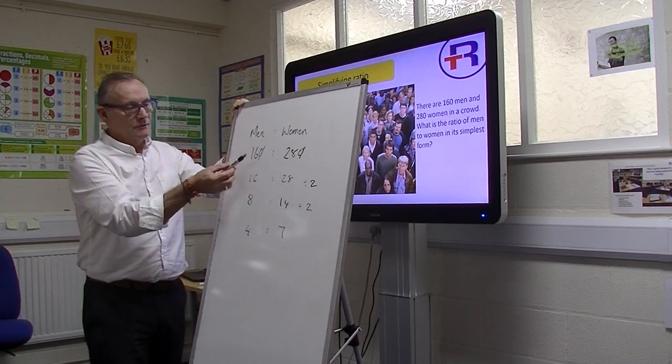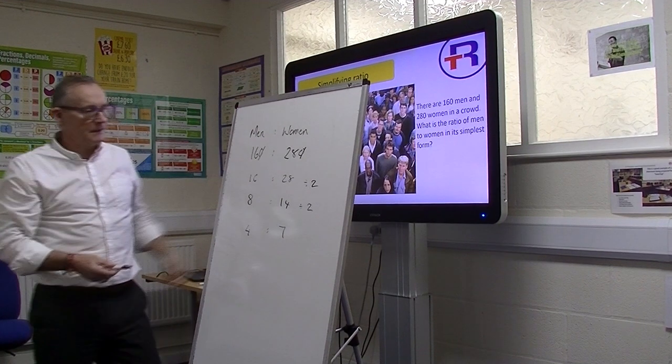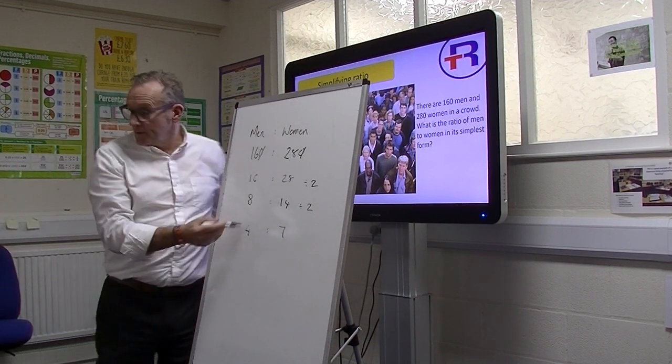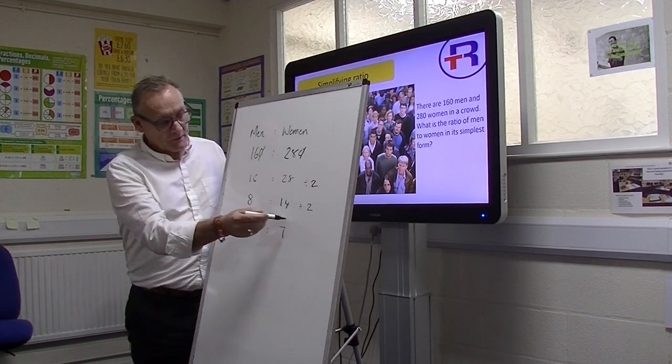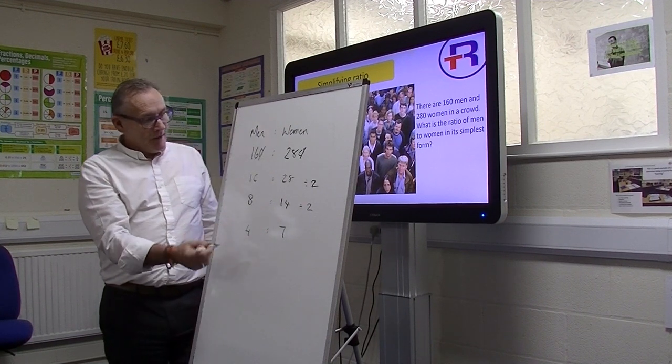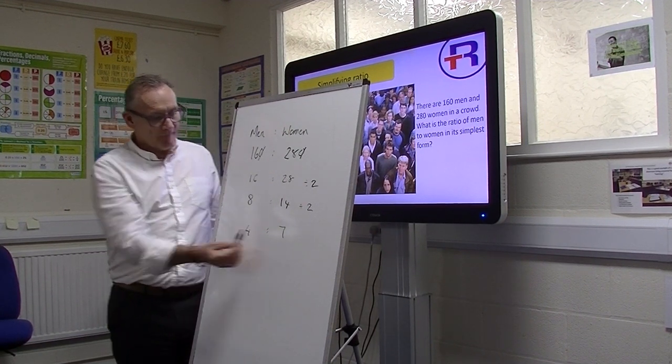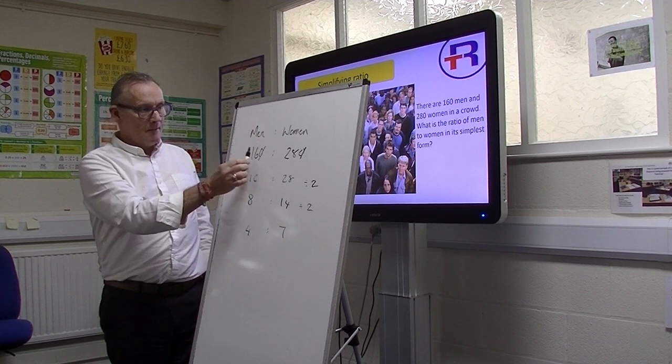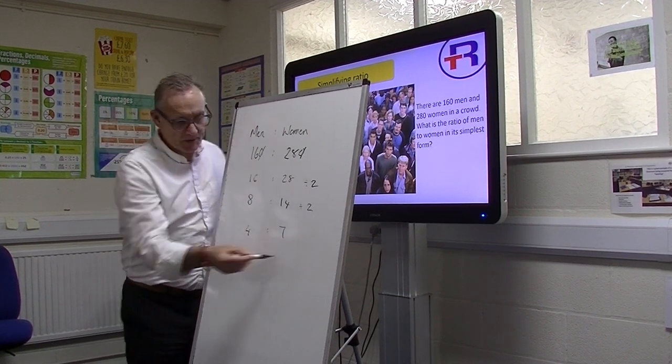Oh, right, yeah, so you'd start from here. Yeah. Dividing by 8 with the calculator. So you get 4 to 7 though? Yeah. So it's still the ratio. For every 4 men, there are 7 women. It's exactly the same ratio. We've just made the numbers a bit smaller.